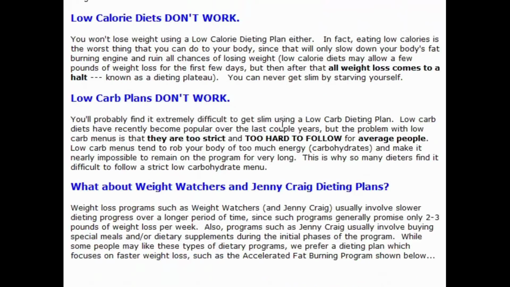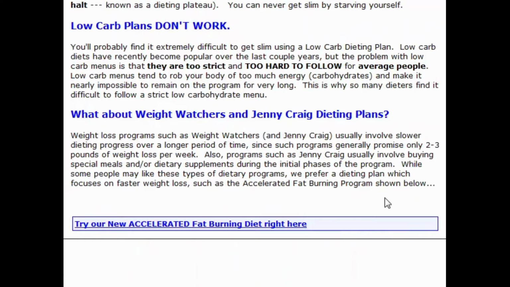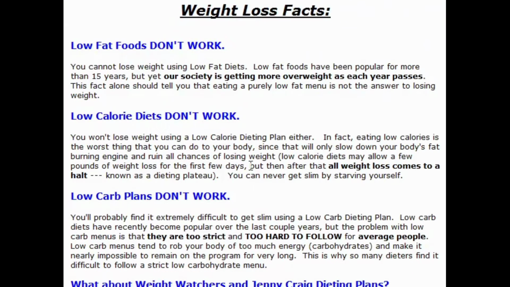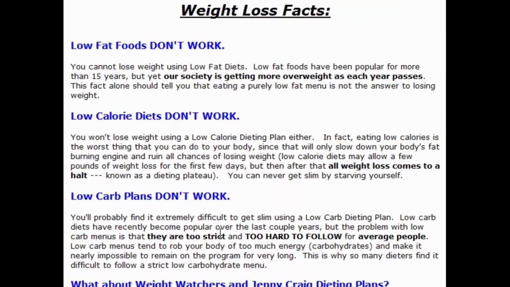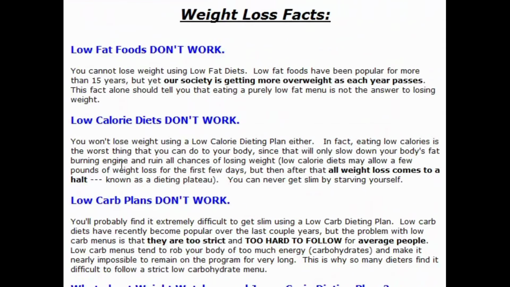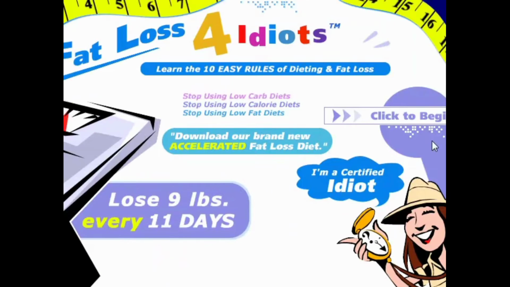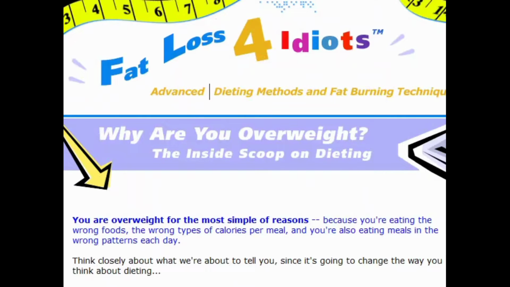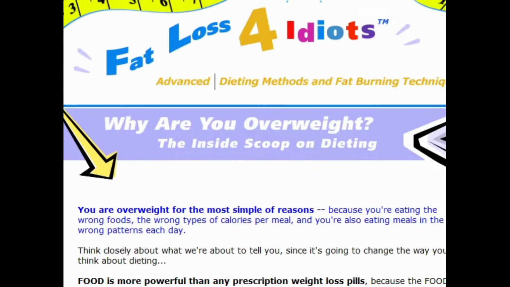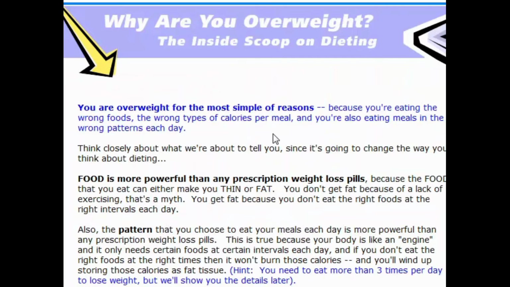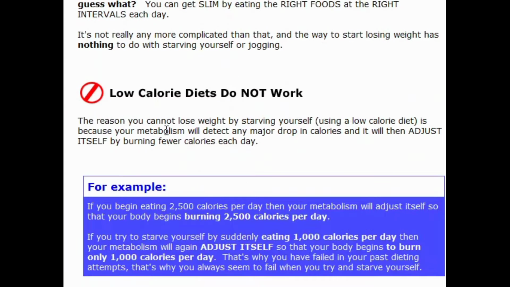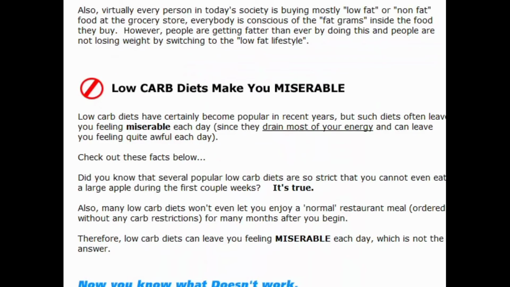And then, of course, they have this down here. This is basically for more, kind of pre-selling, I guess. So, if they're not convinced to click, they'll scroll down here and read this stuff and they'll say, okay, so we're going to click up here to begin and we're just going to go through the buying process. All right. So, fat loss for idiots, advanced dieting methods. Why are you overweight? So they give a lot of good stuff. Some good content. That's always good.